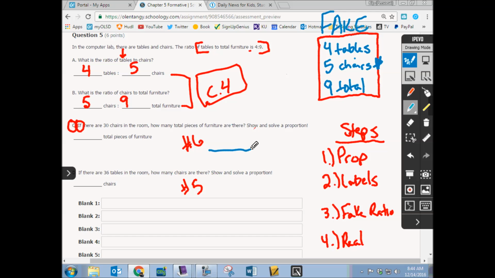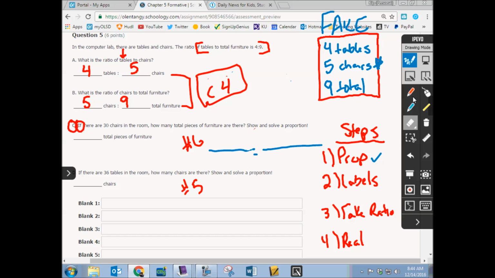So here's my proportion. There's step 1. Check. Now, how do I know which labels to choose? Am I going to be doing chairs to total? Am I going to be doing tables to chairs? Am I going to be doing chairs to total, tables to total? What am I going to do? That is what we've got to figure out. When I write labels, that's really when we look at the question, and that's how we figure out what we're going to put on there, right?